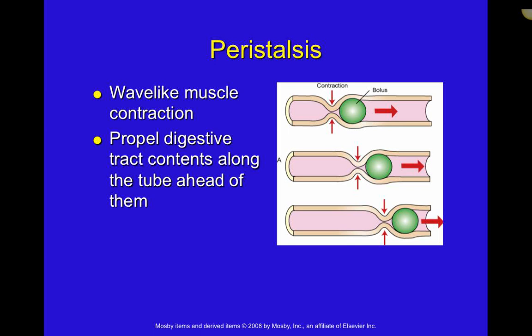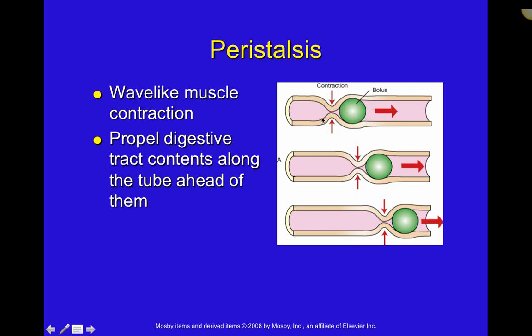Peristalsis, I'm sure we've talked about in detail at this point. It's that wave-like muscle contraction that's unique to visceral smooth muscles. It propels the digestive tract contents along the tube ahead of them. So it's constantly pushing behind the bolus of food.